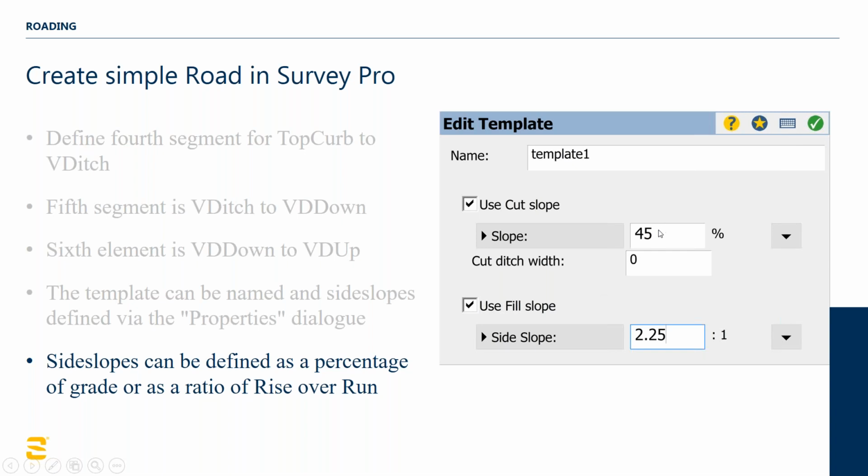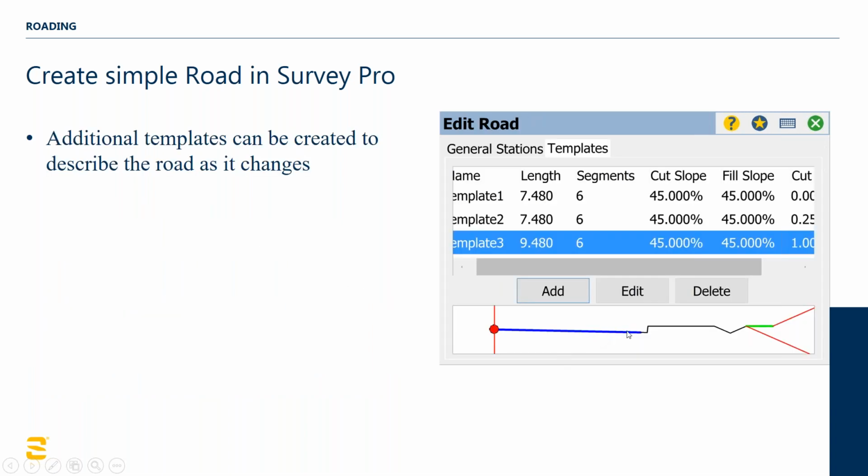Here we're expressing slope as a percentage, and here we're expressing it as rise over run. Same difference. So here you can see we've got each individual segment, and these are our side slopes, what to do in case of fill and cut.